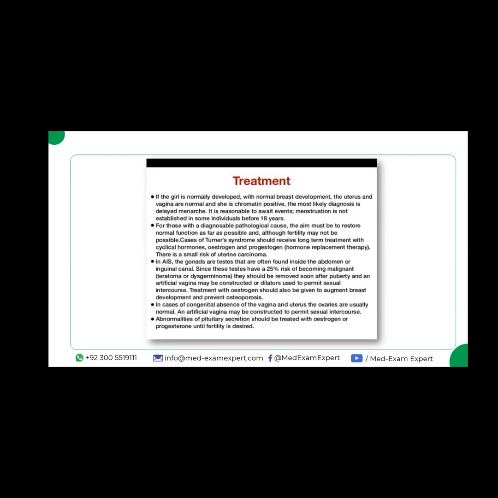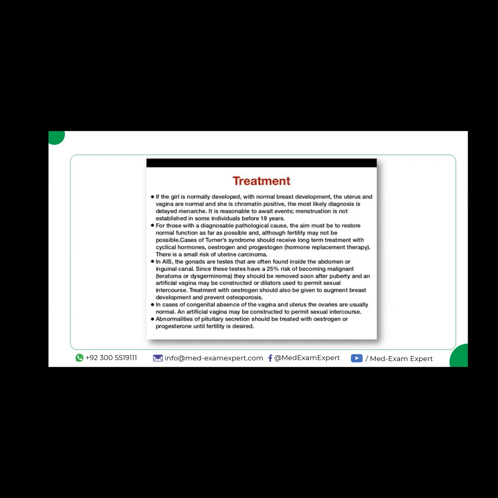Now coming towards the treatment. If the girl is having the normally developed breast, the uterus and the vagina are normal, and the patient is chromatin positive, the most likely diagnosis is delayed menarche. It is reasonable to wait for 1 to 2 years. Menstruation is not established in some people before 18 years of age. However, for those patients who have the diagnostic features of any pathology, the aim must be to restore the normal function.